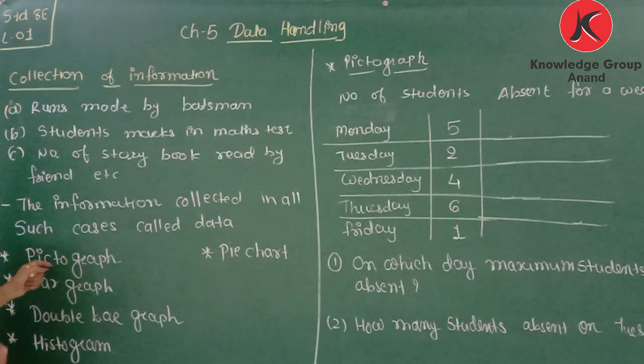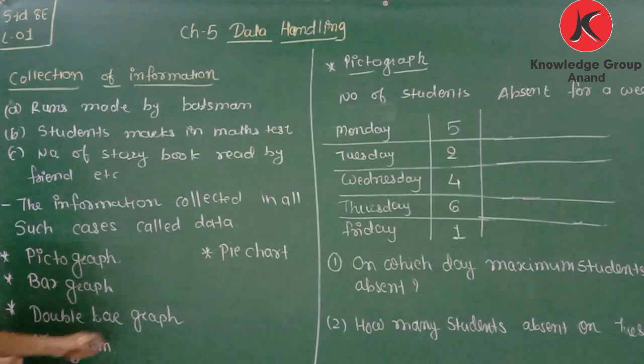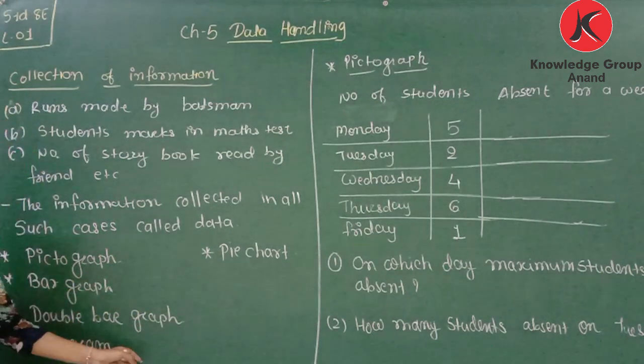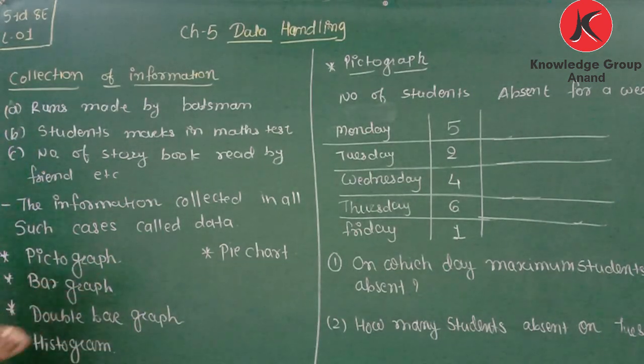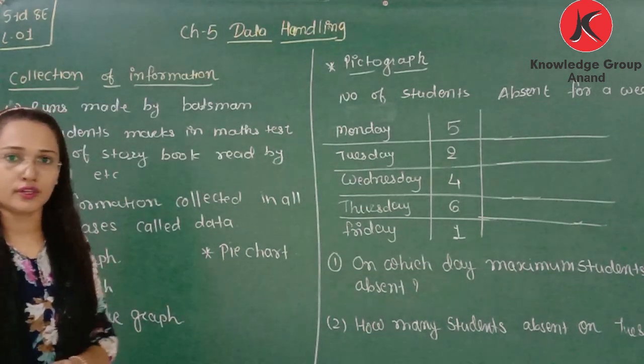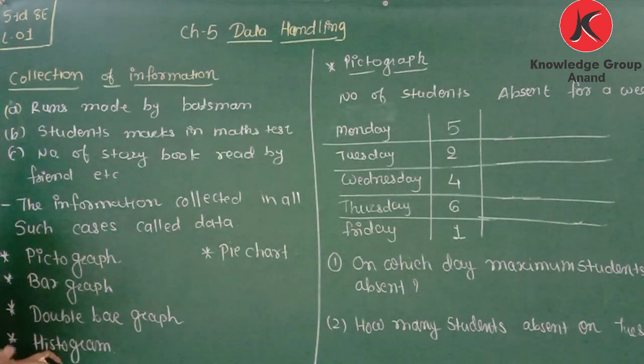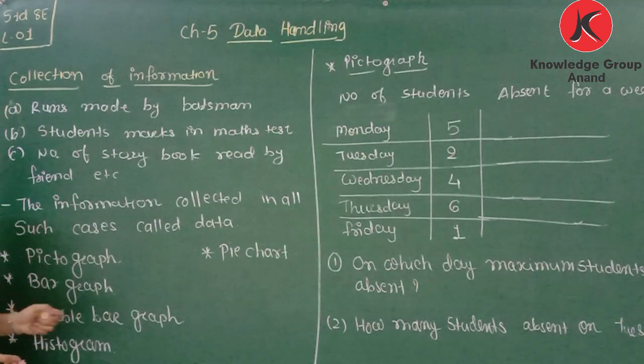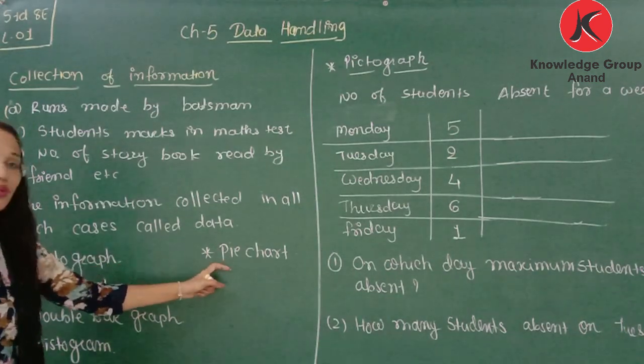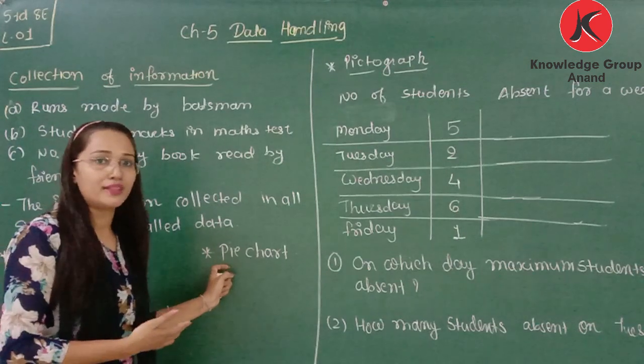Here in the handling of data we learn pictograph, bar graph, double bar graph, histogram and pie chart. You already learned about the pictograph, meaning picture representation of information. A bar graph is like rectangular boxes with different heights proportional to the given data. The double bar graph is used to compare different information. The histogram is used for grouped information, which we will learn in this lecture. Today we will learn one new topic in this chapter, the pie chart.